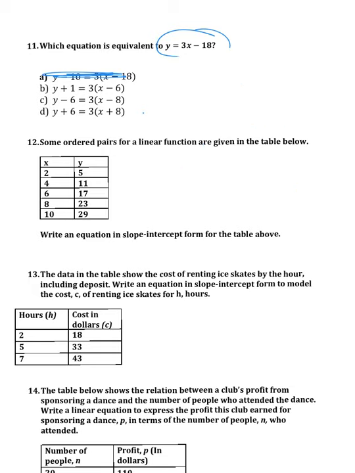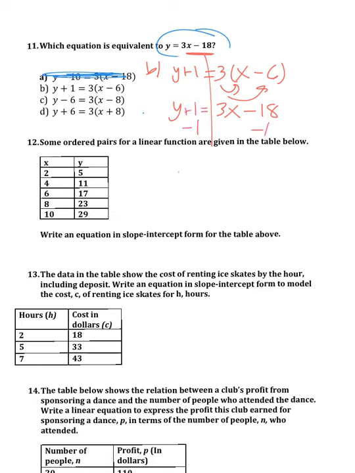All right. For B, I have y plus 1 equals 3 times x minus 6. This is a common mistake. People think it's B. 3 times x is 3x. 3 times negative 6 is negative 18. They think, oh, that's right. But you would have to minus 1 from each side, so you get 3x minus 19. So that is also not correct.